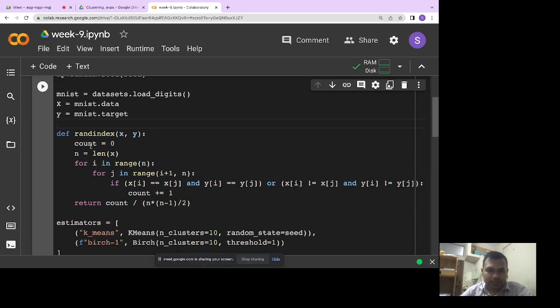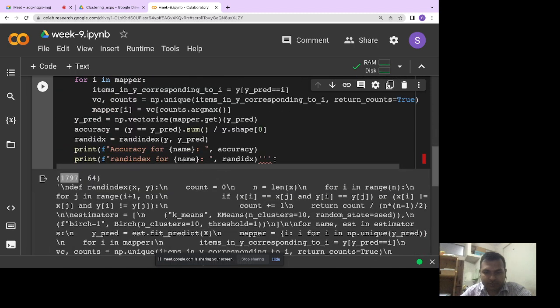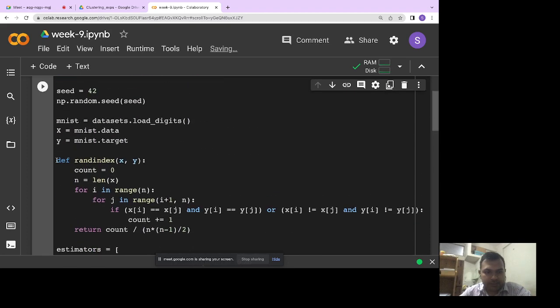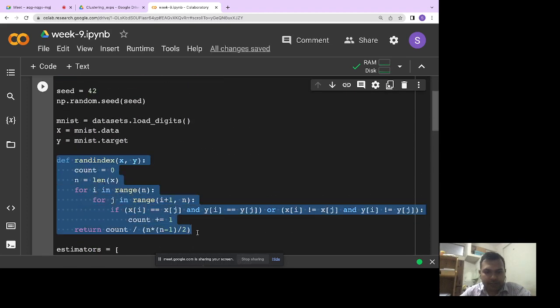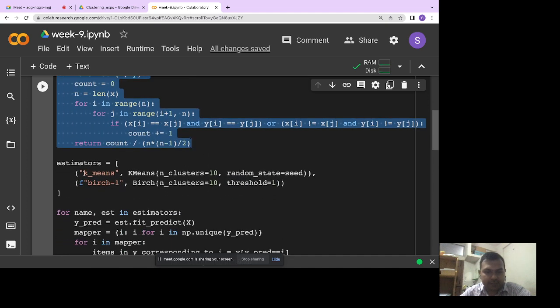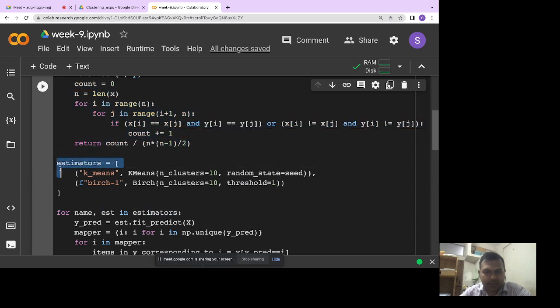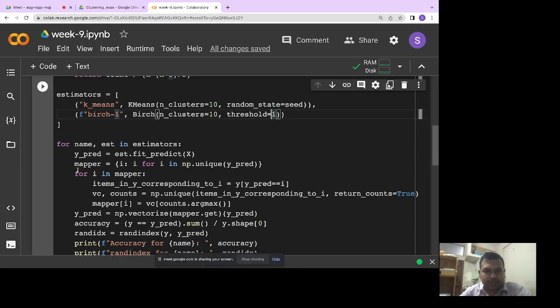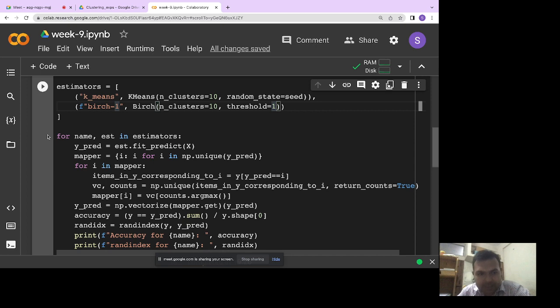Okay, so I'll remove this again. Right, so this particular function is how you calculate the rand index. I'll come to this. And these are the two estimators that you want: one is k-means and the other is Birch. Birch of 1, because the threshold has been set to 1. Okay, so let's now look at k-means first.